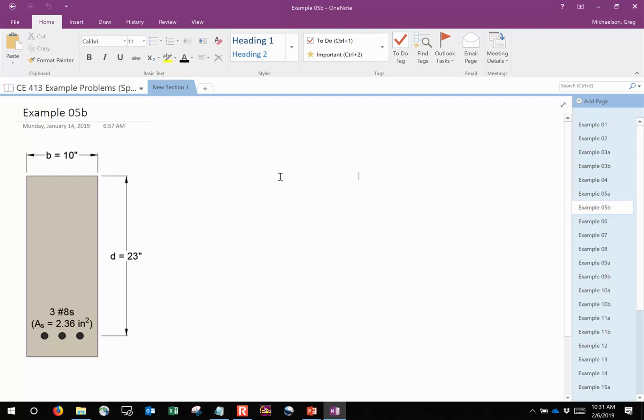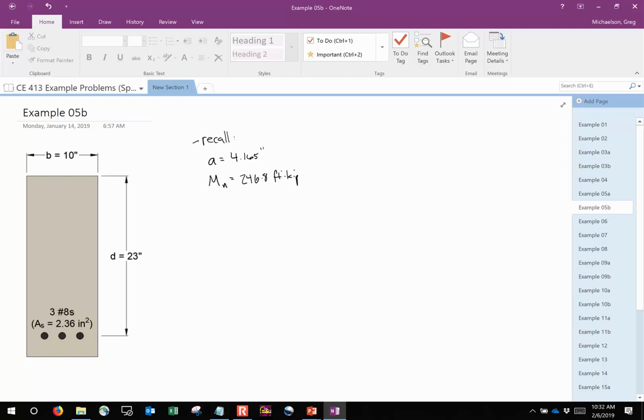Now, help me out before we move on. Can anybody tell me what A was? Because this is the exact same beam as in the previous example. So what was A? 4.165 inches. And what was MN? Okay, sound good?